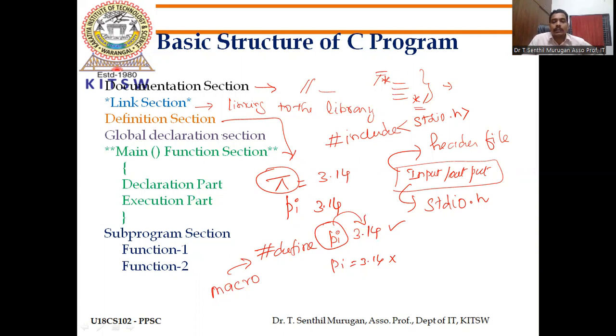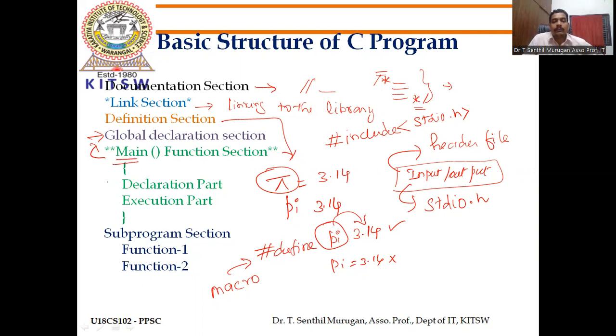Next, global variable declaration. Global variable declaration means if any variable is declared here before the main function, that variable is considered a global variable. That variable can be used anywhere in the program. That's why we say it is a global declaration.